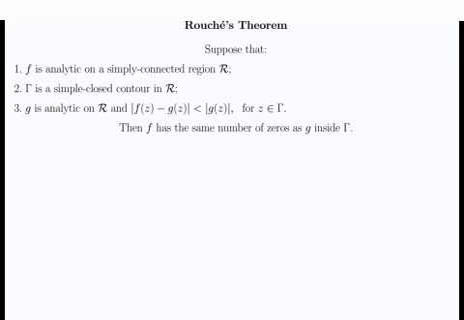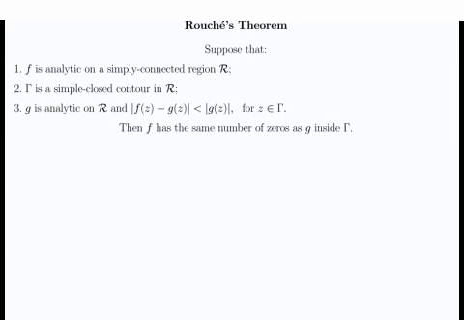And the third is that g, which is another function of z, is analytic on R, and that inequality there holds. The modulus of f of z minus g of z is strictly less than the modulus of g of z for z in gamma. And if those three conditions are satisfied, then f has the same number of zeros as g inside gamma.